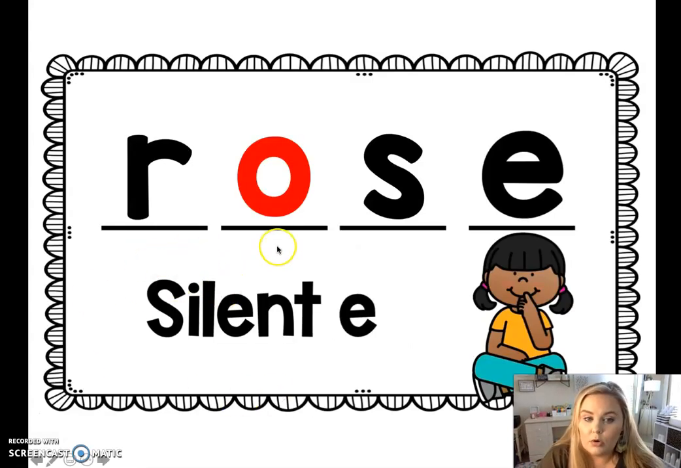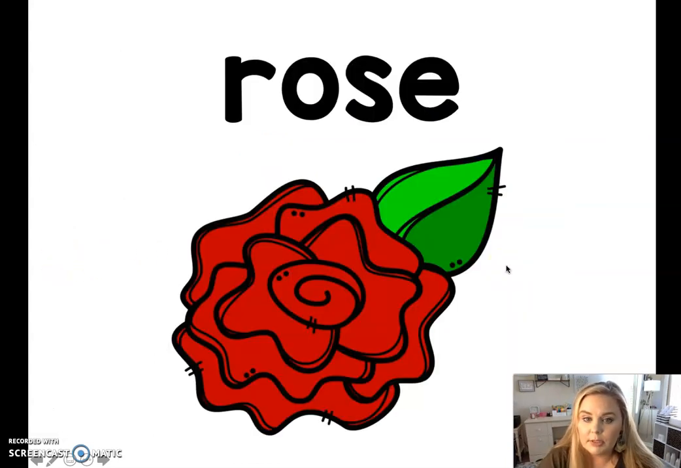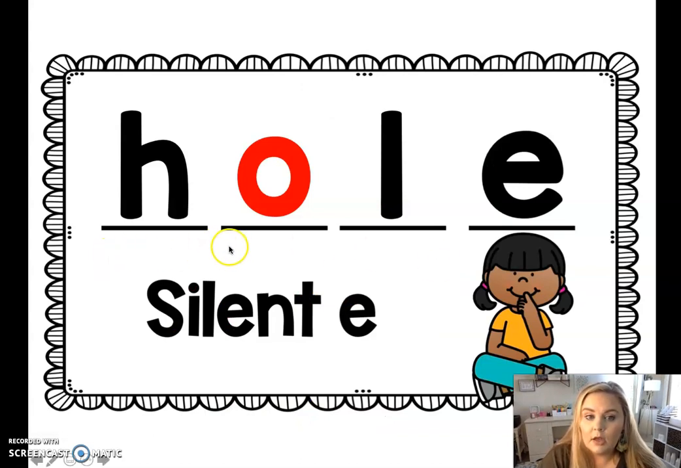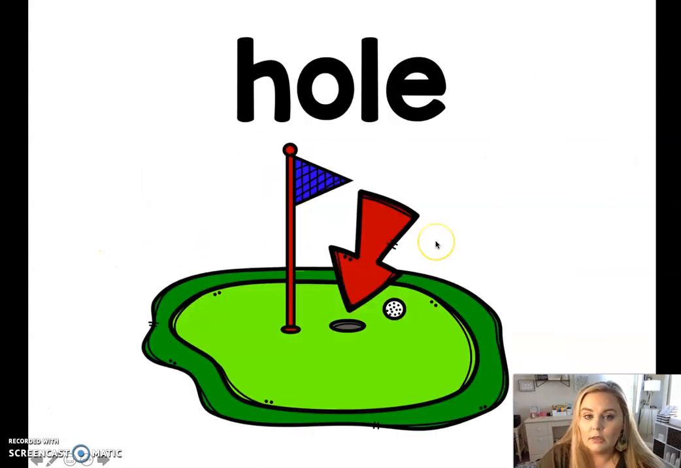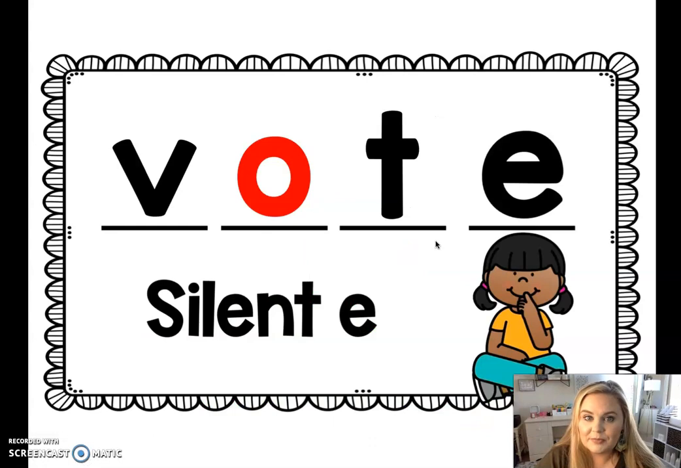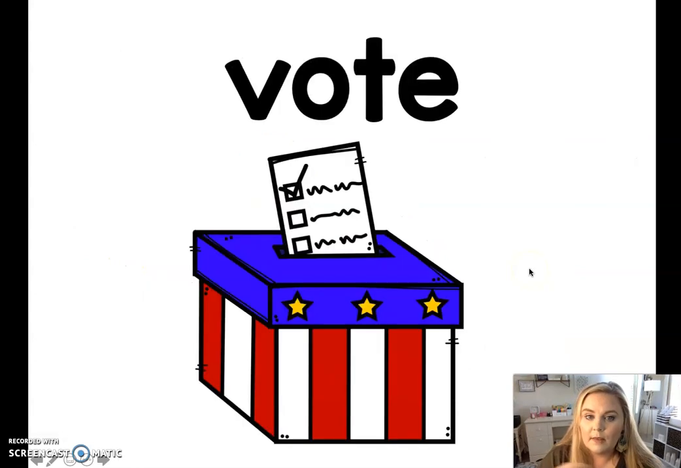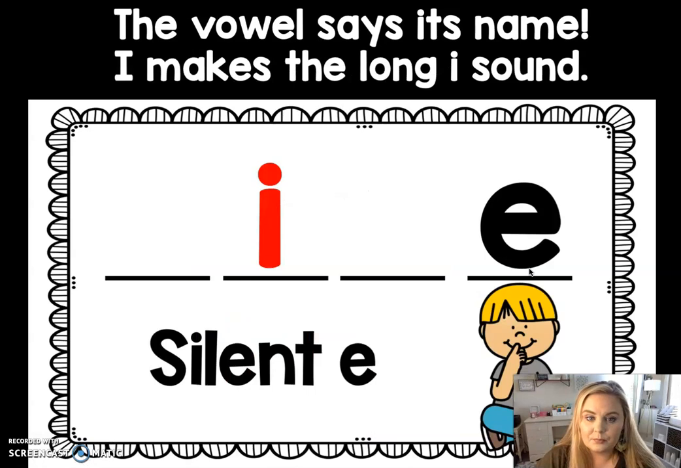R, O, S, rose. There's a picture of a beautiful rose. H, O, L, hole. There it is, a hole in one when you're golfing. V, O, T, vote. They are putting their vote inside the box.